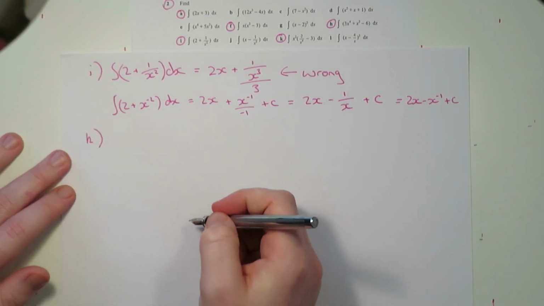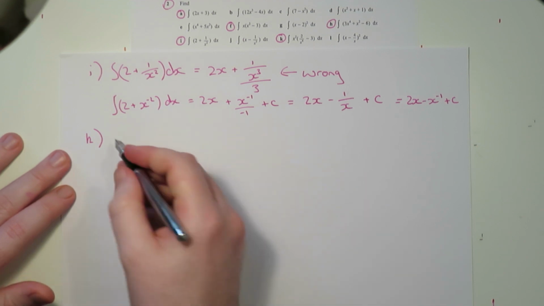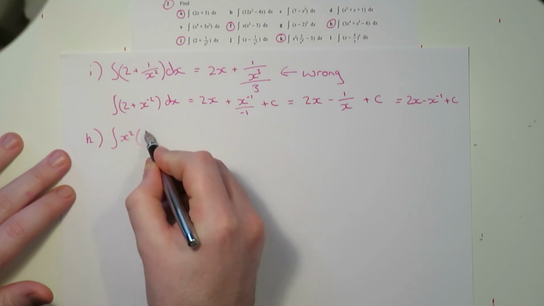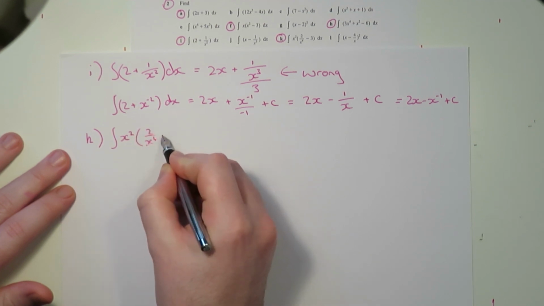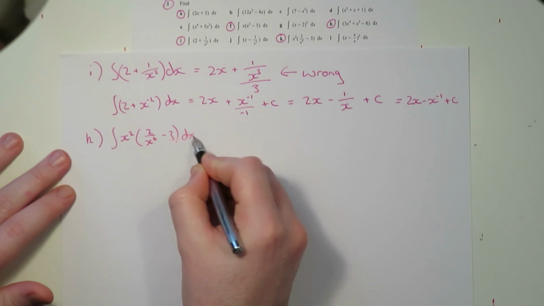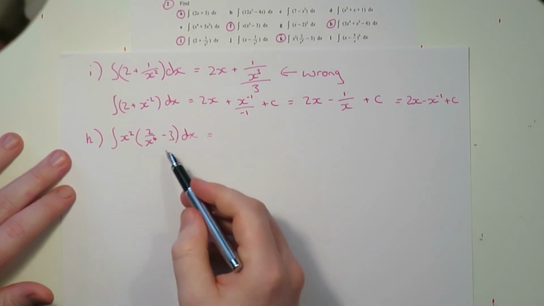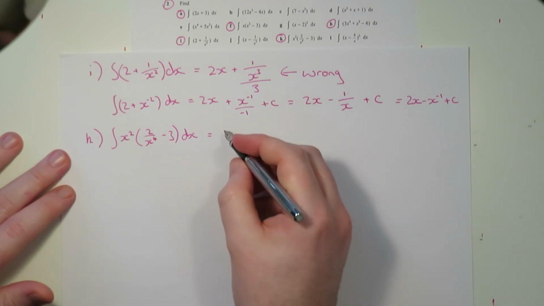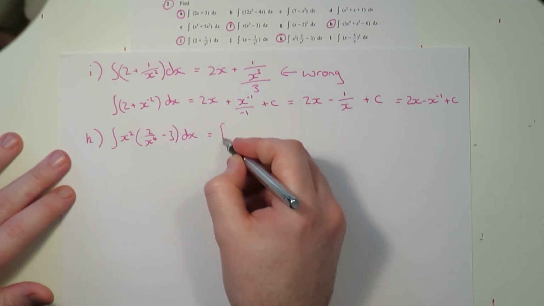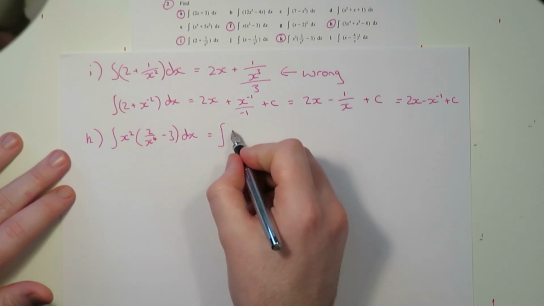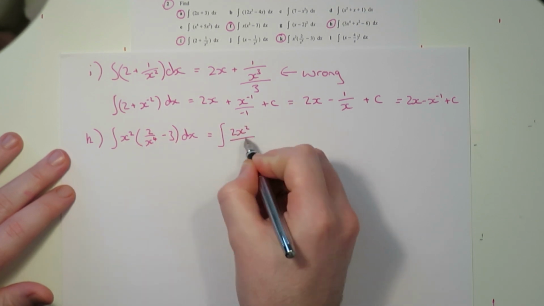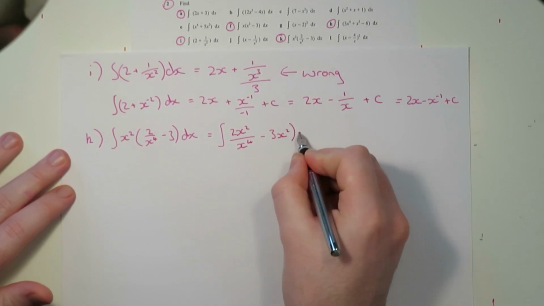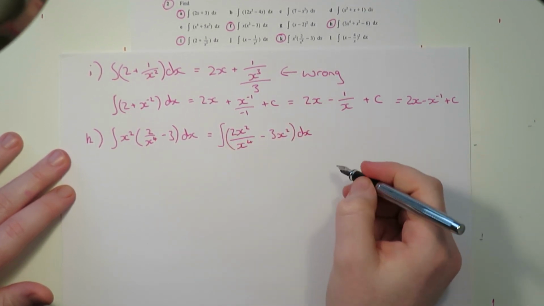Okay, so this is similar. We're going to have a negative power here as well. So we have the integral of x squared times (2x to the 4 minus 3) dx. If you're watching along now, I suggest that you pause the video and attempt this question. So here you need to multiply out the bracket. So you'll have 2x squared over x to the power 4 minus 3x squared. All that with respect to x.